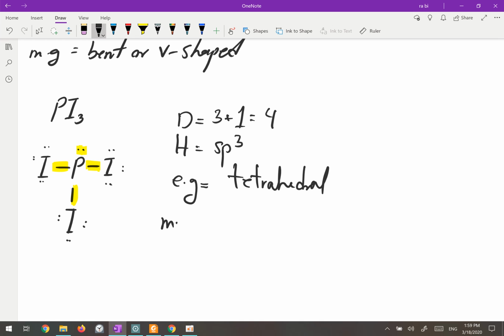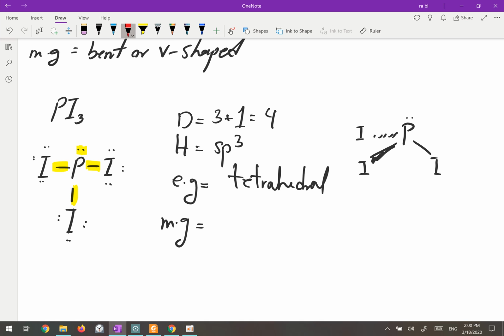What about the molecular geometry? Okay, so let's draw the molecule first. You have phosphorus, one domain here, one domain here, one domain coming out of the board or screen, and one domain going inside the screen. Let's draw it better. So you have P, 1, 2, and these are the domains. So you have I, iodine.